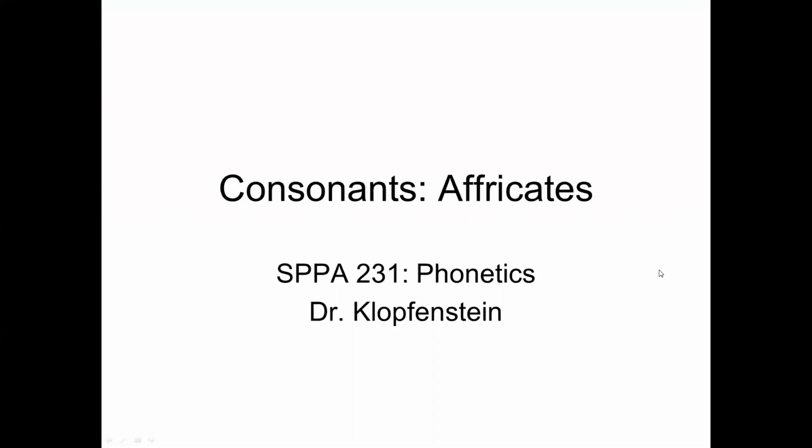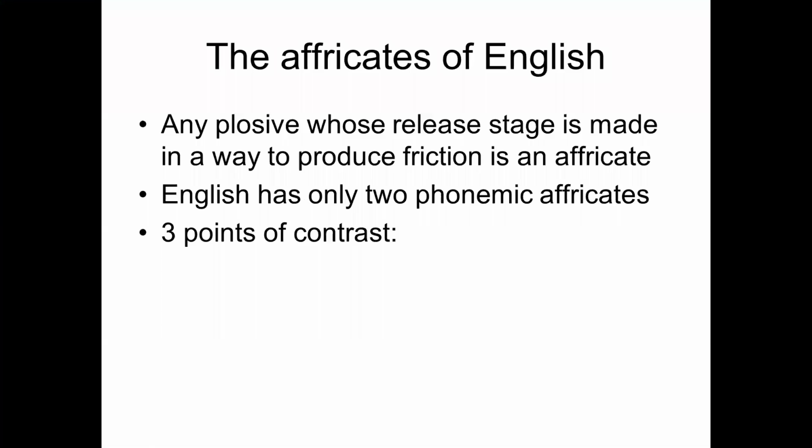In this video, we're going to be talking about another type of consonant, which is the affricate. Affricates are sounds that are sort of a combination of both stops and fricatives, and they're somewhat unique in that way, that they sort of are a combination of two things, but we consider them one sound because of the way they work in English.